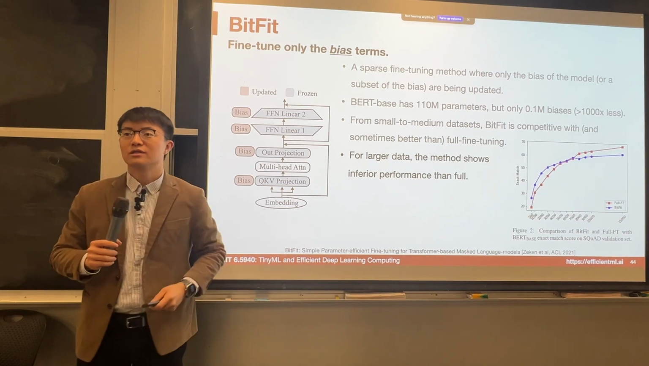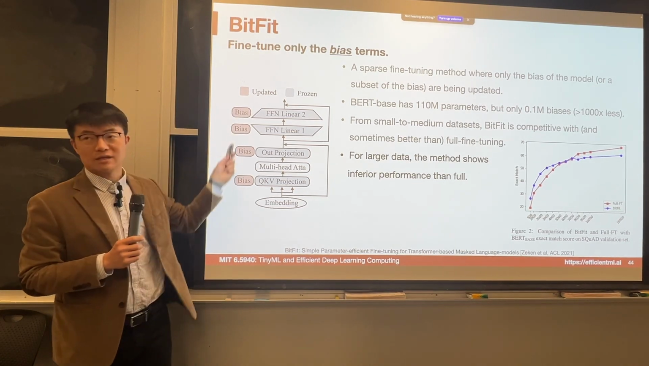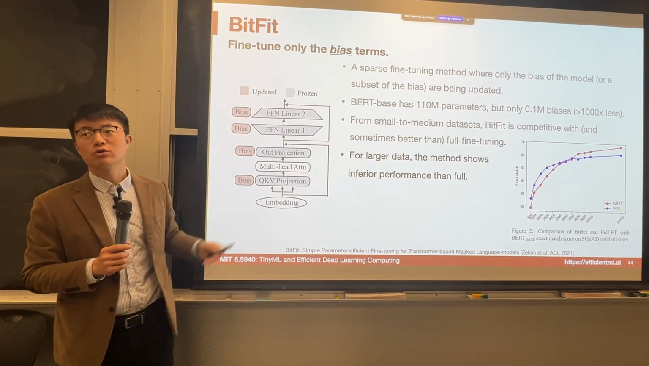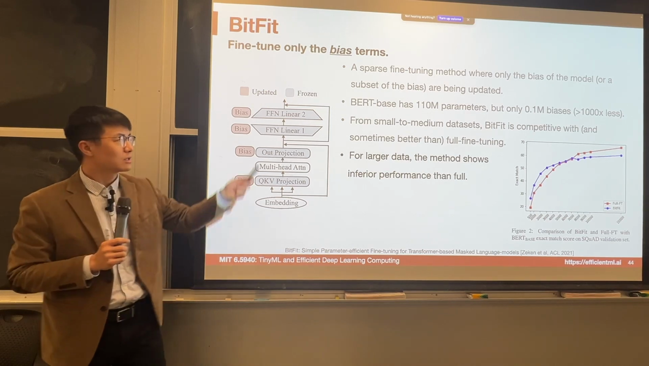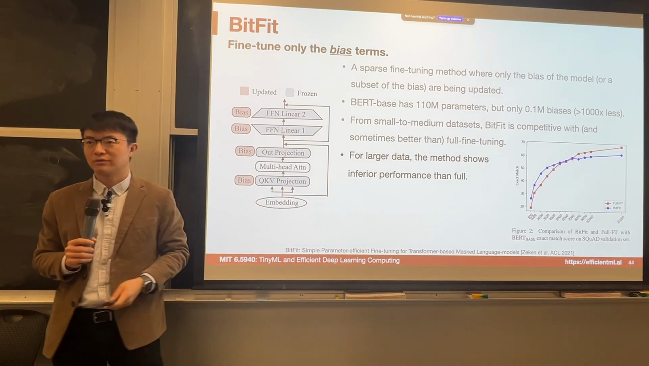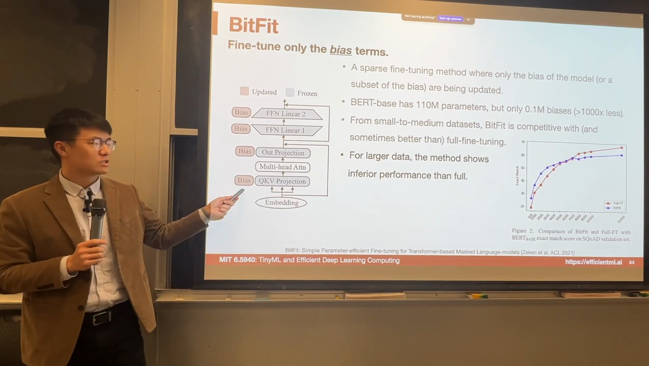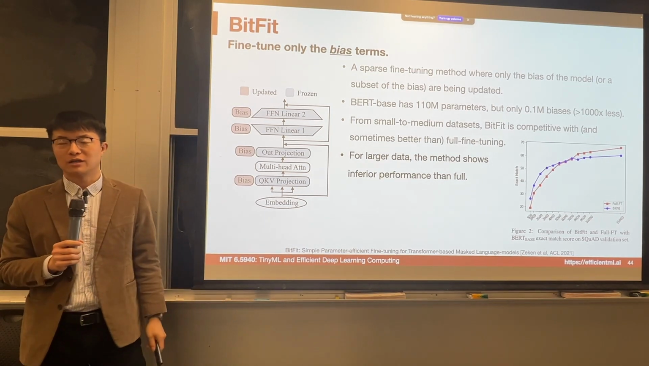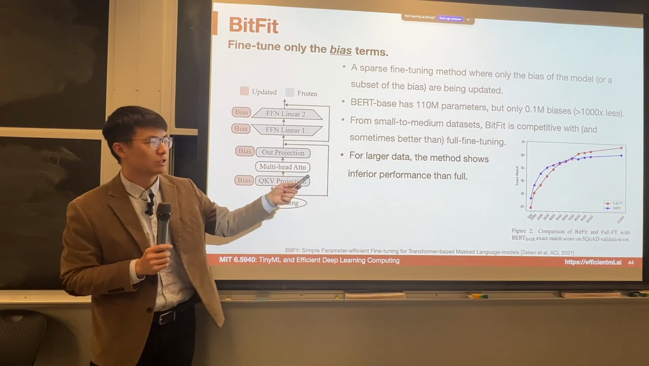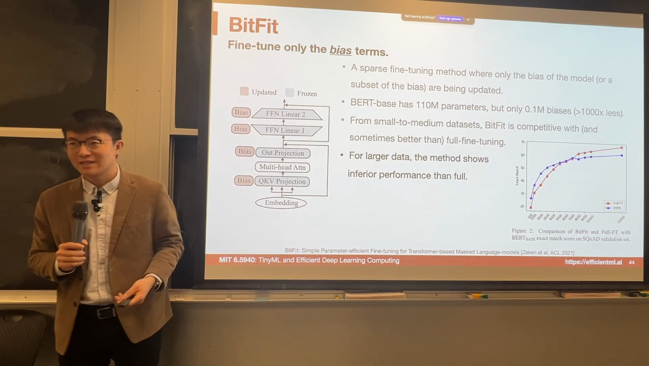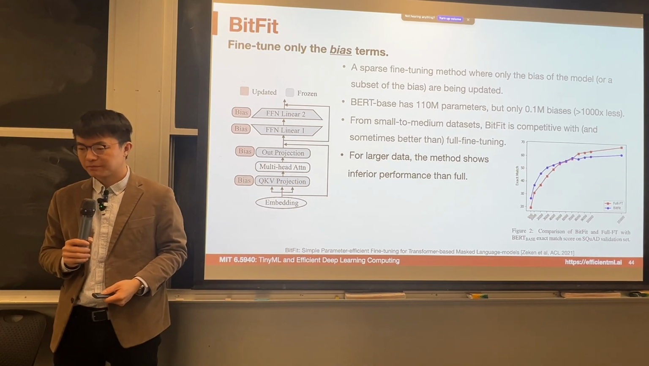That makes sense because fine-tuning the bias only, the red part, you have very limited capacity compared with fine-tuning the full network. So when the data is pretty small, it's advantageous to fine-tune the bias only, but it doesn't quite work when the data size is much larger.